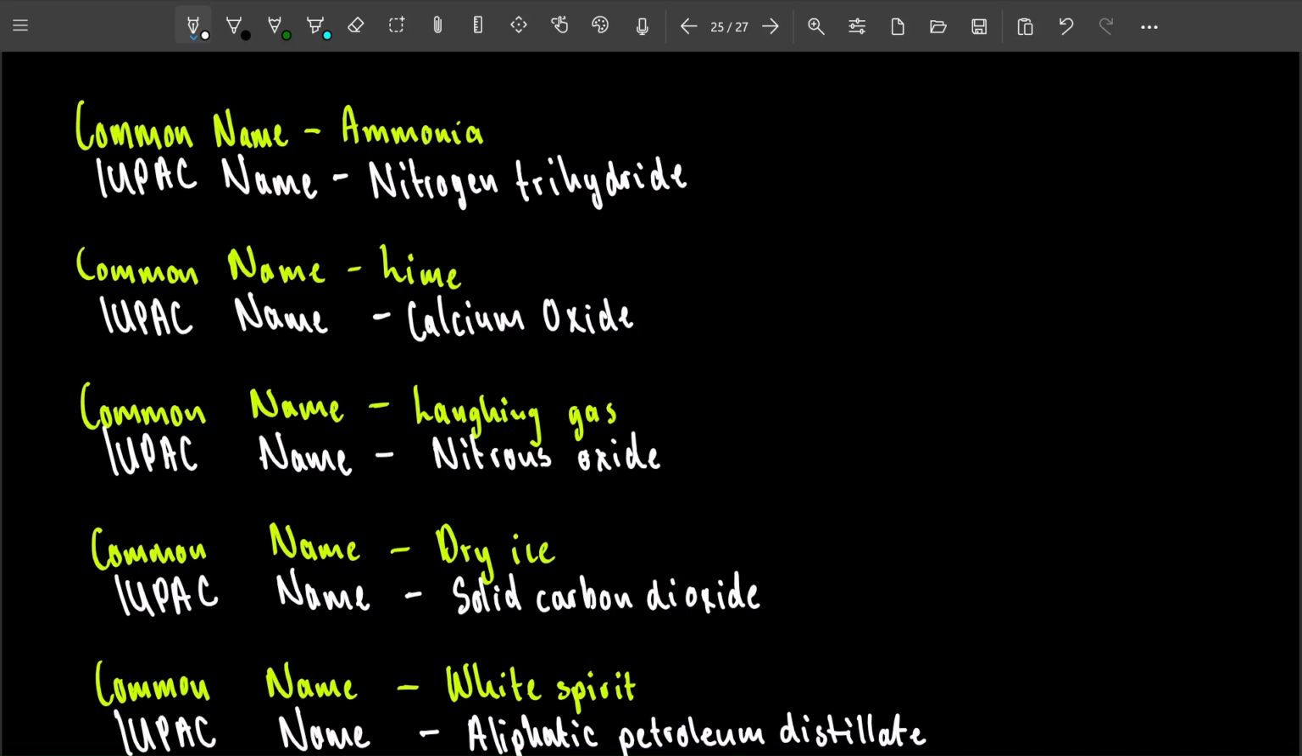Now, here's some examples of some compounds. Ammonia, that's a common name. The common name of this thing is ammonia. The IUPAC name would be nitrogen trihydride. You see that they're different? Another common name is lime. The IUPAC name is not lime, it's calcium oxide. Okay? Another common name is laughing gas.